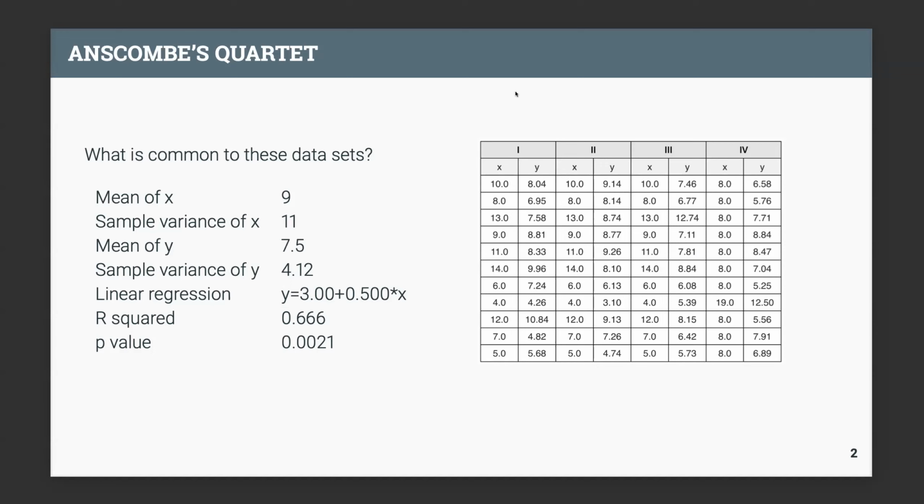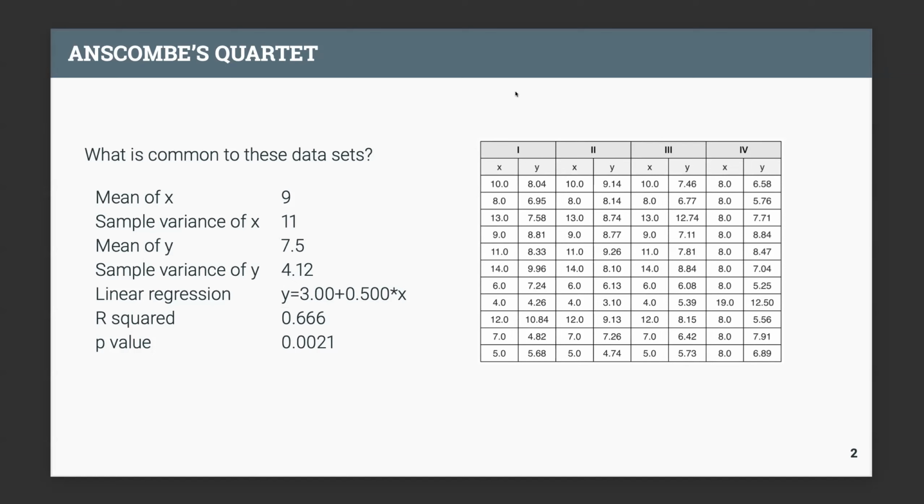So this is one very well-known example. I don't know if you know it. It's called Anscombe's Quartet, because it was made by Anscombe. Here on the screen you have four series, labeled 1, 2, 3, 4, and they are made of X and Y numbers. What is interesting is that if you take the mean of X for all the series, it is equal to 9. If you take the variance, it is 11.